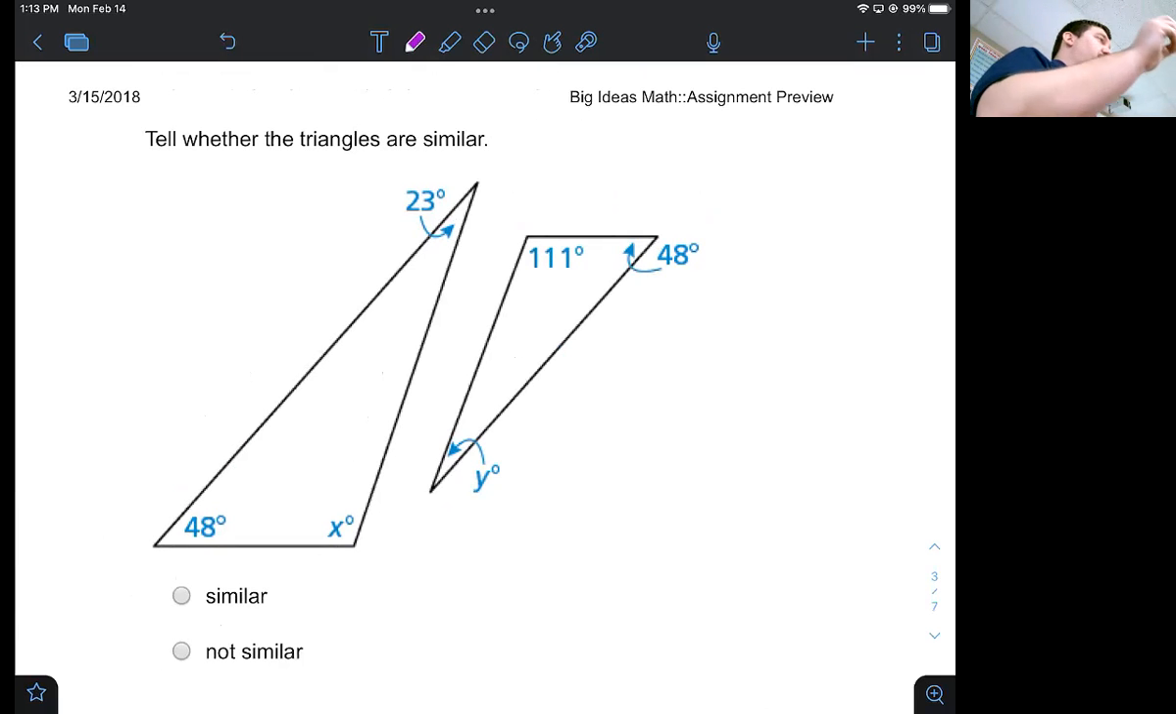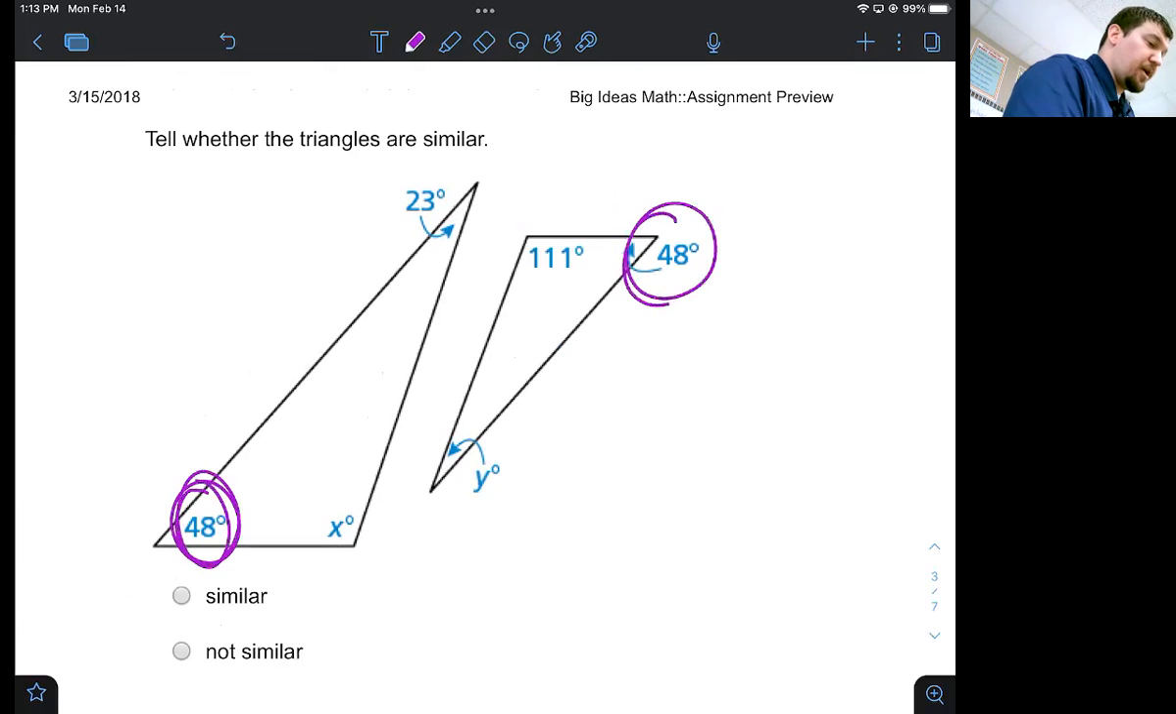Because if you know 2 of them, you know they have to add up to 180. So if you know 2 of them are the same in both triangles, the third angles also have to be the same because they're going to add up to 180. So I can see here that there's a 48-degree angle, and that matches with another 48-degree angle. Now, at first glance, you know 23 is not 111, so those don't match up. So we're going to have to do a little bit of math to see if the 23 matches with this angle right here. So what's 180 minus 159?